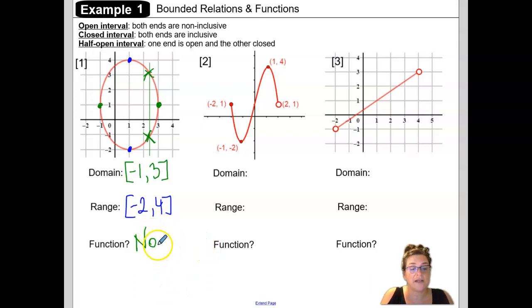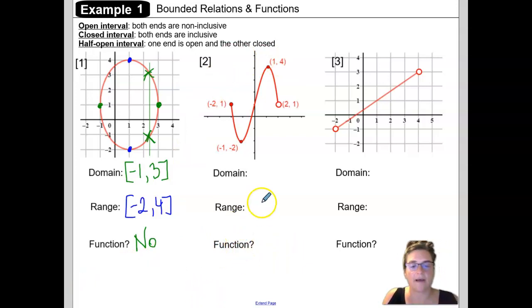Remember, to be a function, each x has to have one and only one y paired with it. And at this place at 2.5, I can see that I'd have two different y's for that x of 2.5. I'd have a positive y value and a negative y value paired with it. And so that fails the vertical line test, and it's not a function. Okay, so go ahead and pause the video and then come back after you've given number 2 a try, and we'll go over the answers together.